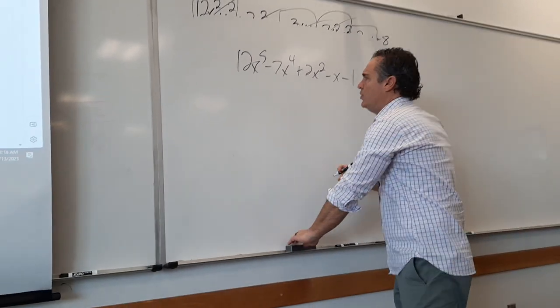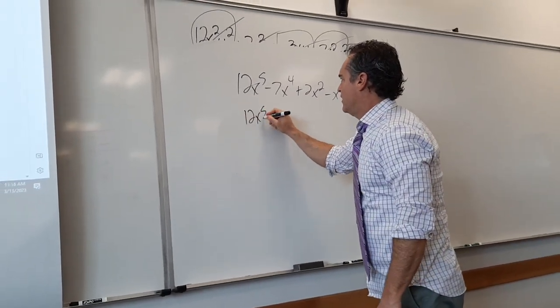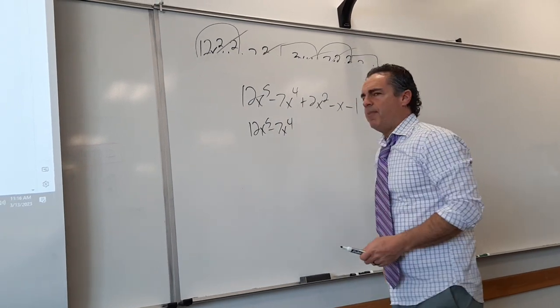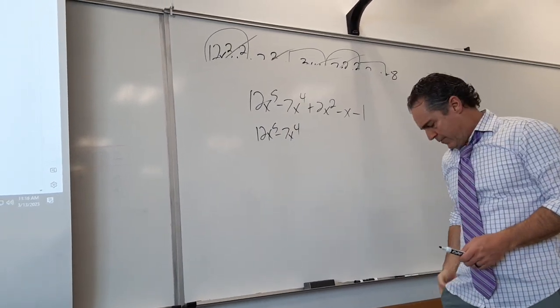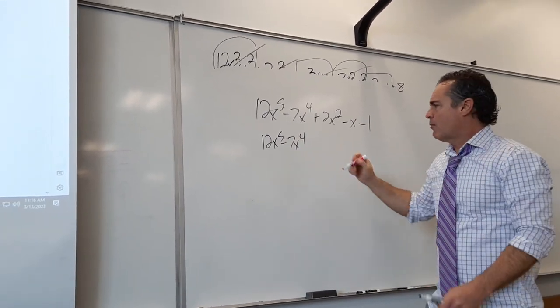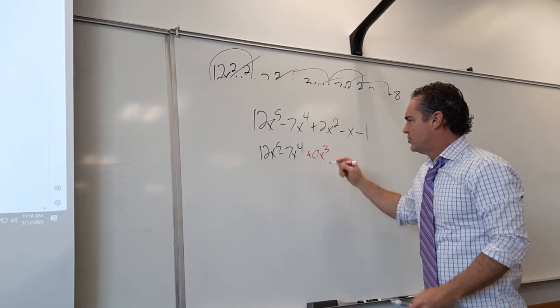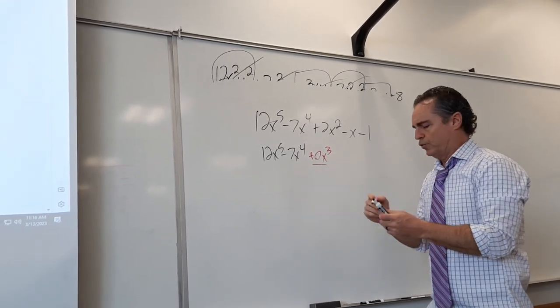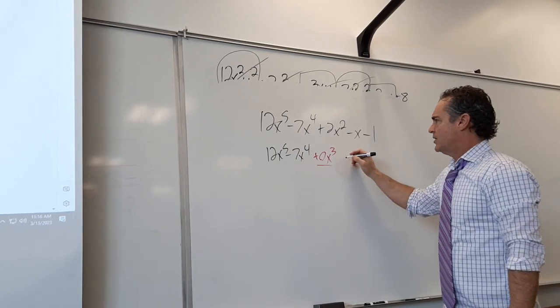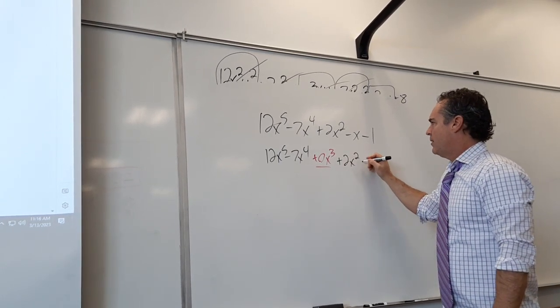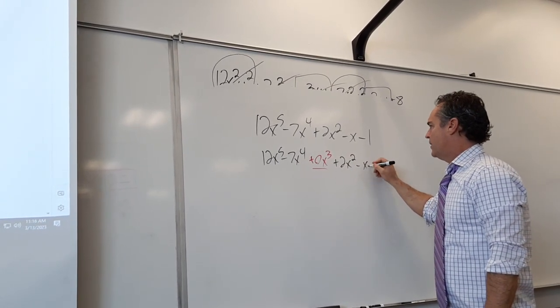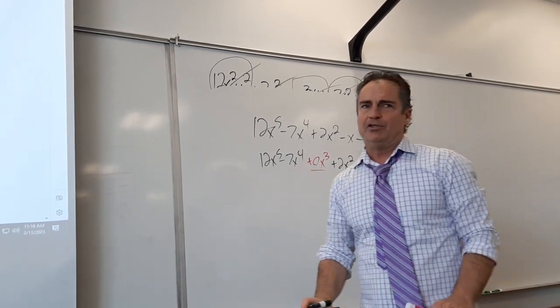3. So what I do is I rewrite this 12x to the 5th minus 7x to the 4th, and then how many x to the 3rds do I have? I have none. So I write plus 0x to the 3rd. It's called a placeholder. It's just a placeholder for the x to the 3rds because I don't have any. And then I write the rest plus 2x squared minus x minus 1, and I'm done. Don't ask why, just do it.